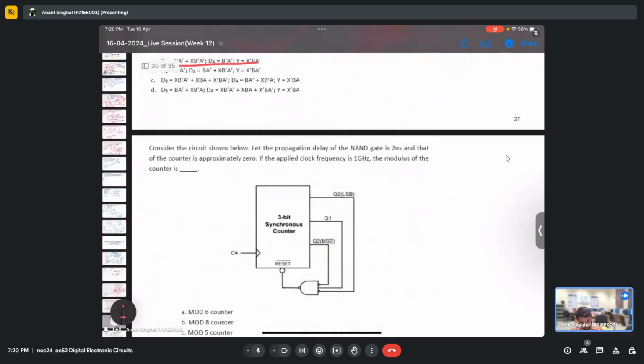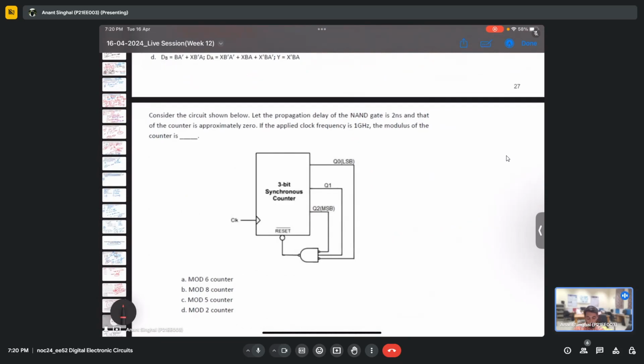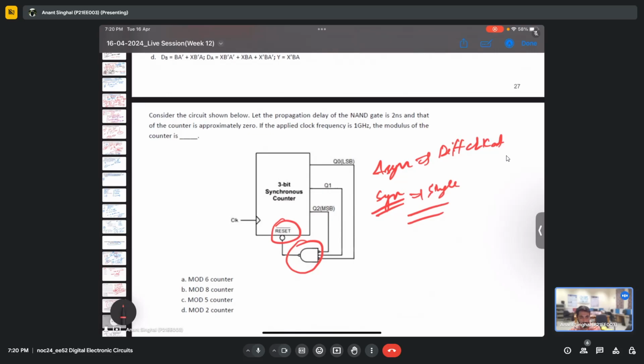Then I guess in the previous weeks the counters were very important. We had asynchronous counters and synchronous counters. There was this particular problem which makes use of the reset pin. So you should be aware of these also. What is the basic difference? In asynchronous counters, we have different clocks at different times. In synchronous counters, we have a single clock and all the flip-flops are triggered at the same clock instant.